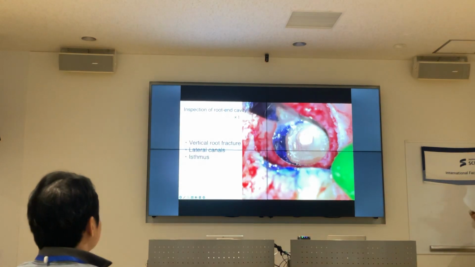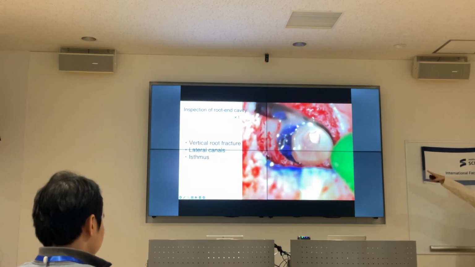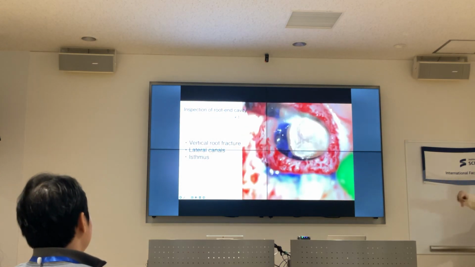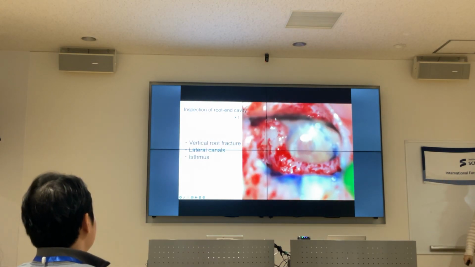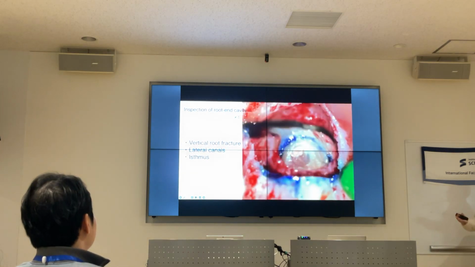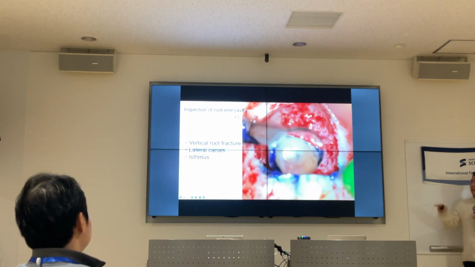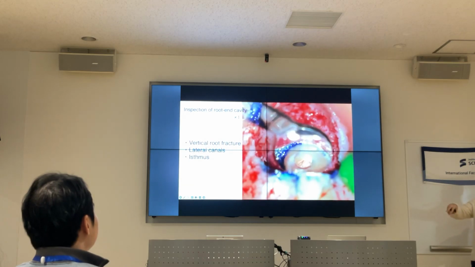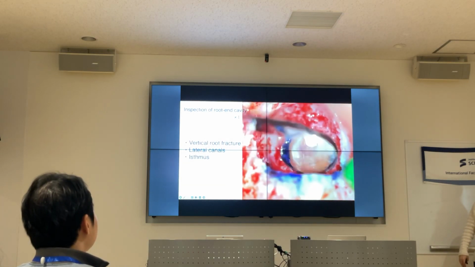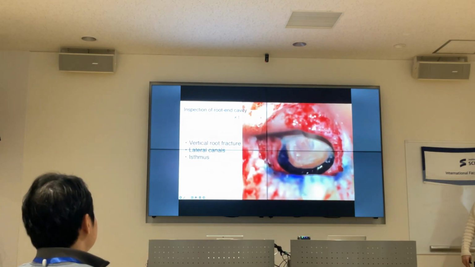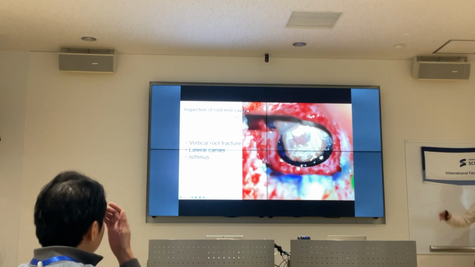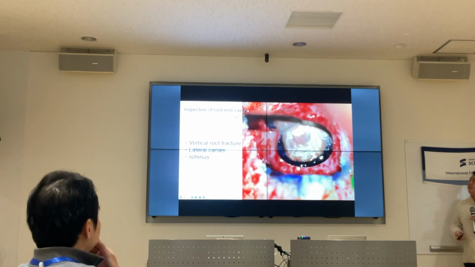Then after that, inspection of the retrograde cavity. Using mirrors, I check the inner wall of the retrograde cavity. I'm checking for vertical root fracture or lateral canals. If the tooth has 2 canals, we have to check for an isthmus. I always check the inside of the root cavity.